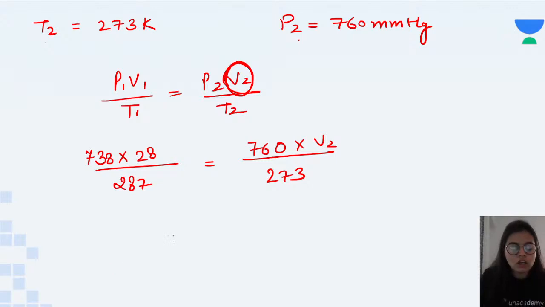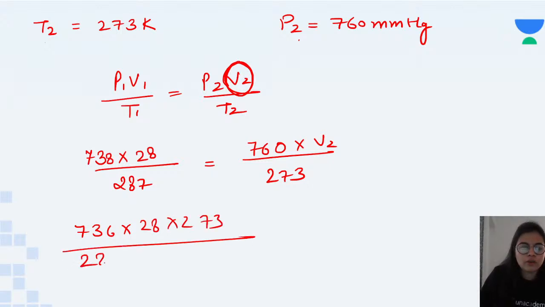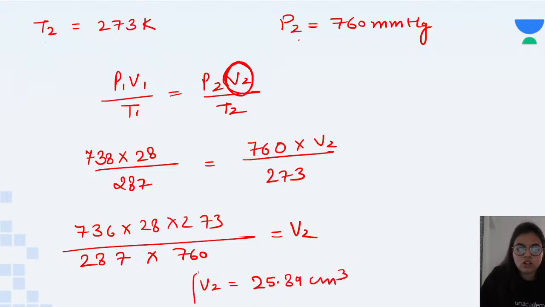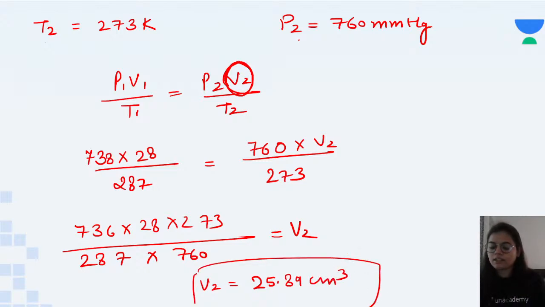So if I transfer, 738 into 28 into 273 upon 287 into 760 is equal to V2. And if we find out the value of V2, that is volume 2, it will be equal to 25.89 centimeter cube. Are things clear up to here? Is there any confusion, any problem? Okay, so I hope things are very much clear.